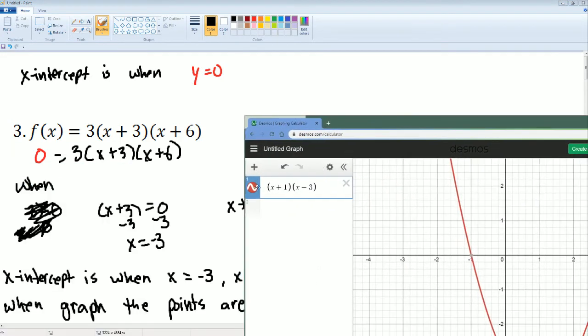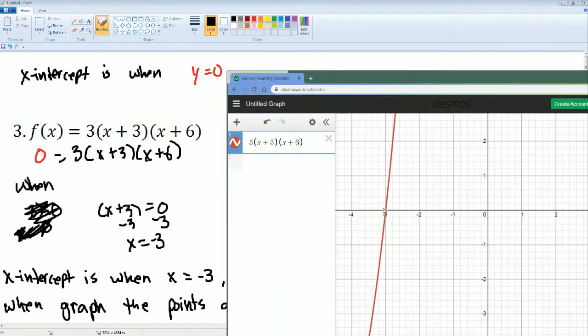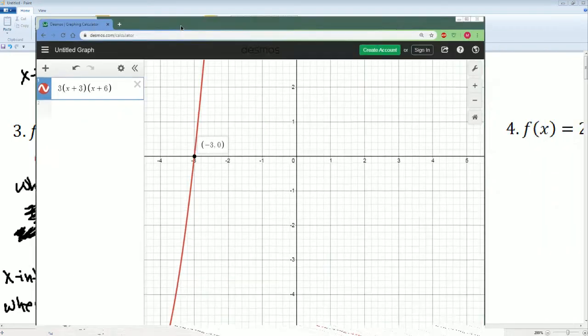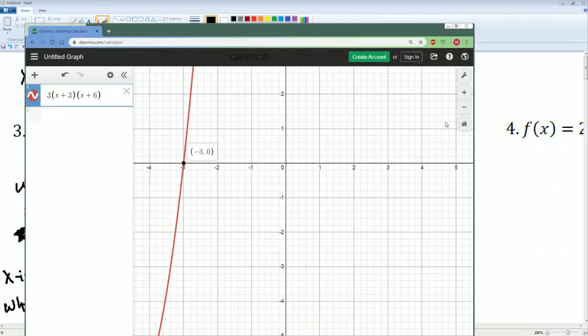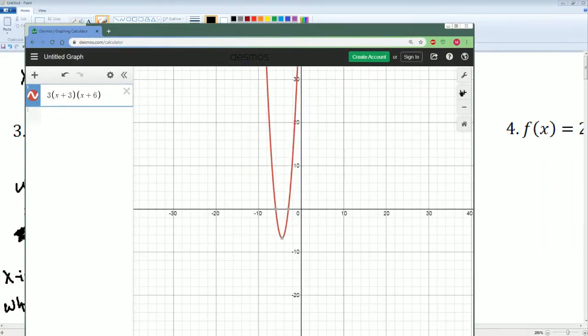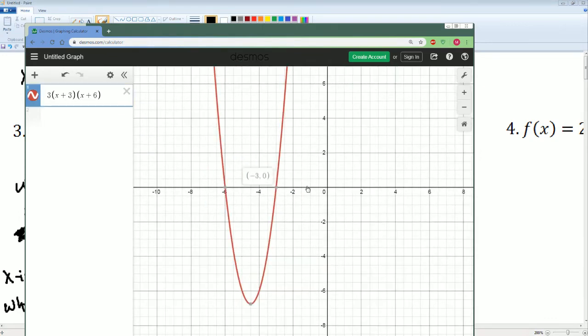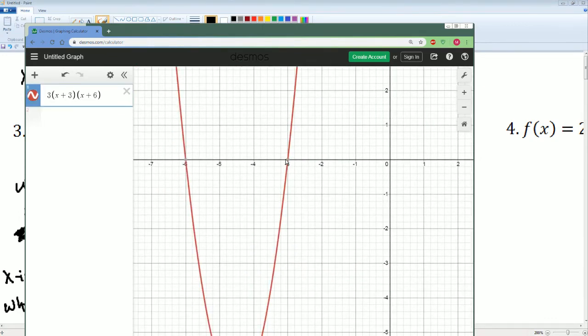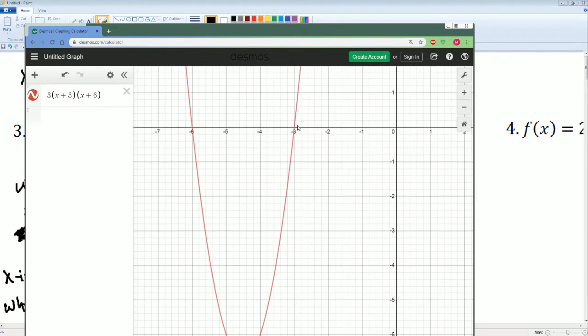Right, so let's do that. 3 times x plus 3 times x plus 6. Let's see if we're right. The first one is at negative 3 comma 0. So watch this. Negative 3 comma 0. And the other one was negative 6 comma 0. So let's zoom it out. Oh, are we right? Yep, look. Negative 3 comma 0 and negative 6 comma 0. There you go. We were right.